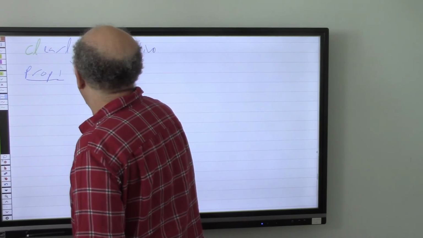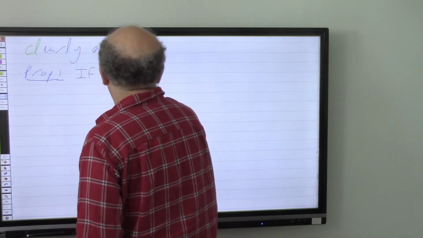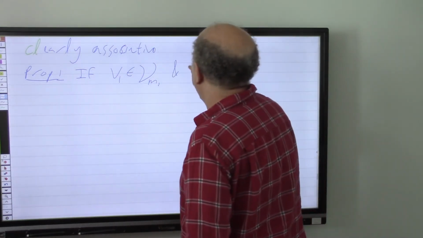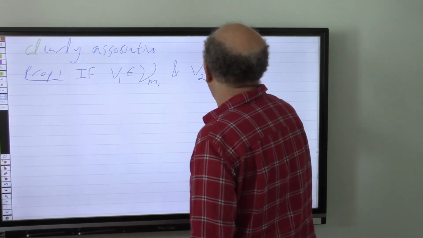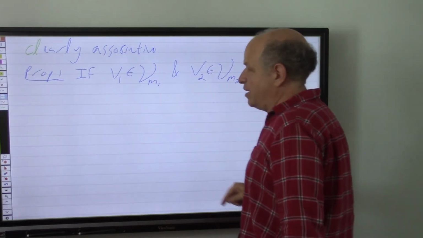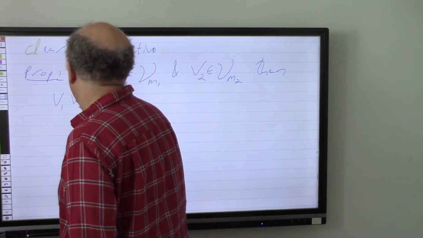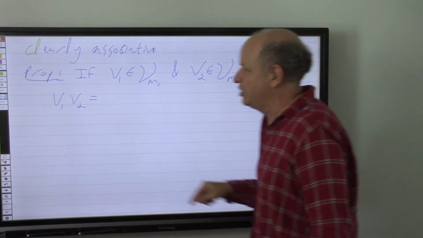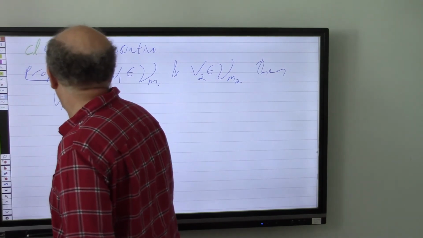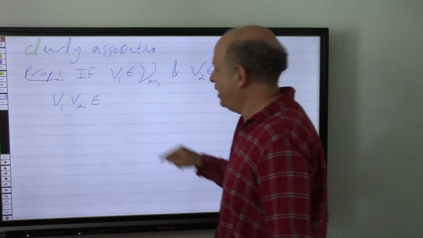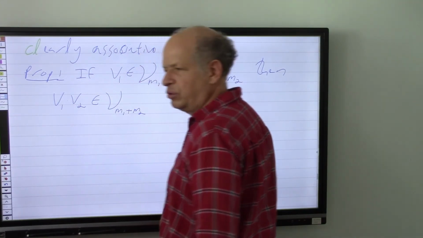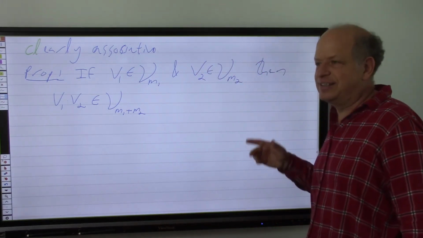So the proposition says that if V1 is a finite type invariant, so it belongs to the space of finite type invariants of type M1, and V2 belongs to the space of finite type invariants of type M2, then their product, V1 times V2, and again, you should be thinking that they're like polynomials. So if you multiply a polynomial of degree M1 with a polynomial of degree M2, the result is a polynomial of degree M1 plus M2. So you're expecting this to belong to V of M1 plus M2. And I assert that this is indeed the case.